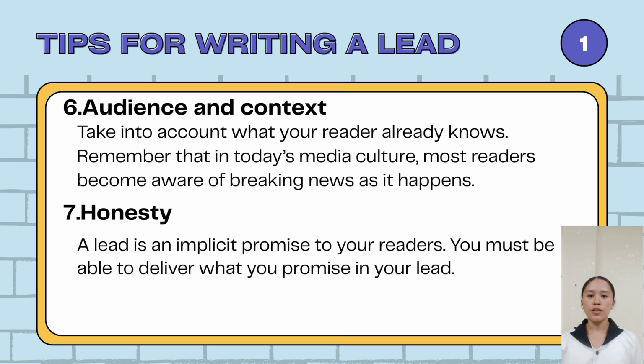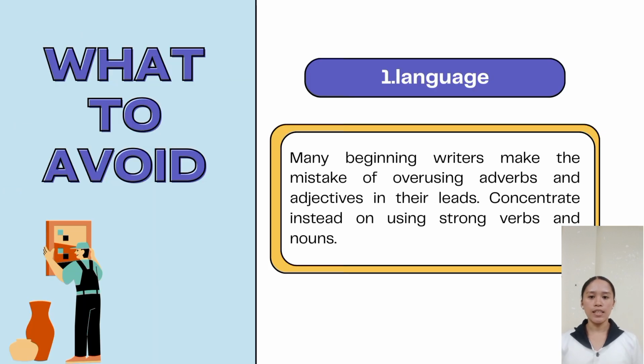Now, let us move on to what to avoid when writing a lead. So, first, we have avoid flowery language. So, overusing adjectives and adverbs makes the lead sound dramatic instead of factual. So, news writing should be clear, simple, and objective, not poetic.